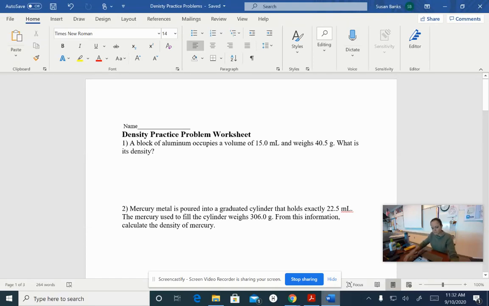All right, guys. So we are going to practice some more density problems today just to get really good at it, because next time we are going to actually do a density lab. So I got this worksheet just off of, I just Googled density problems worksheet. So we're just going to work through this. This is not in your notes.